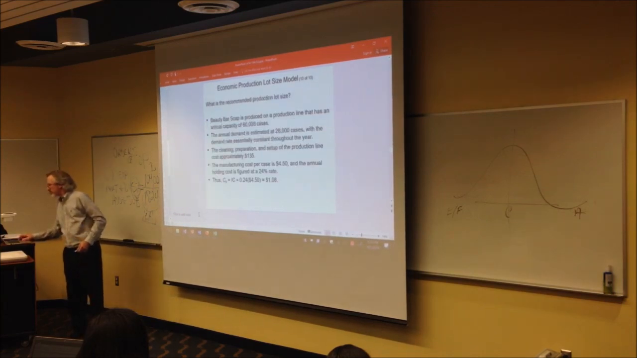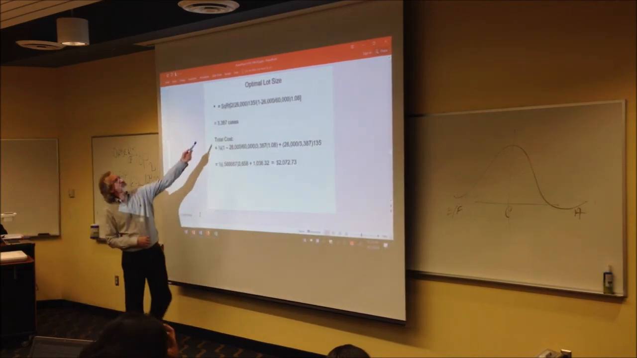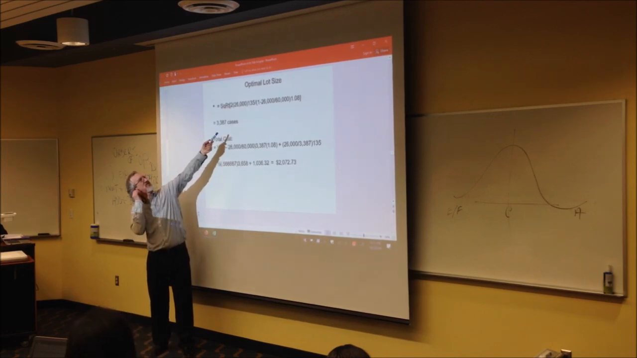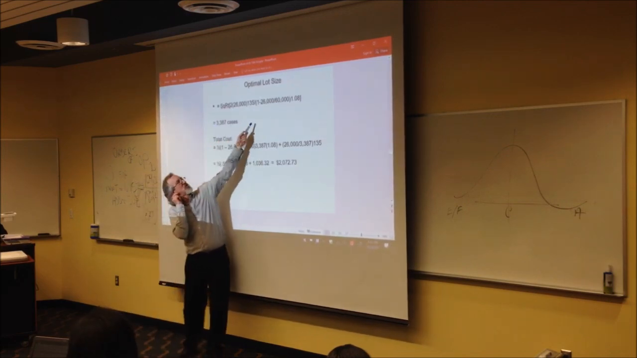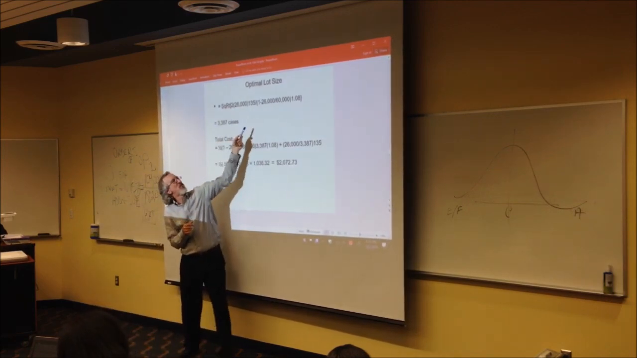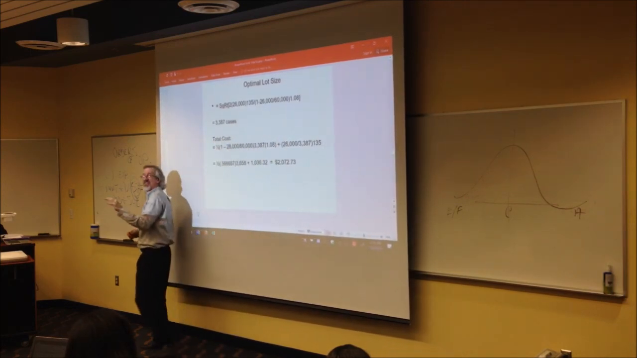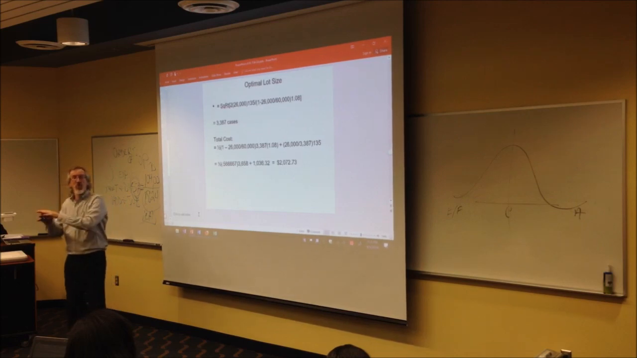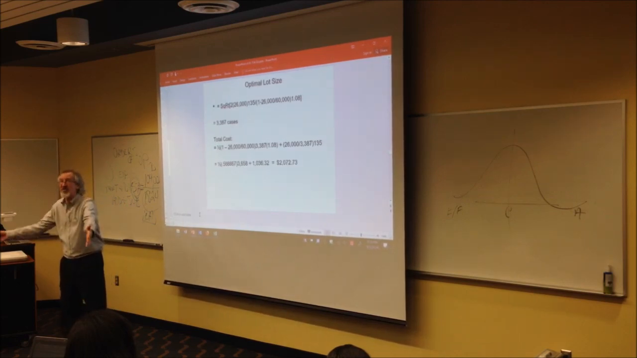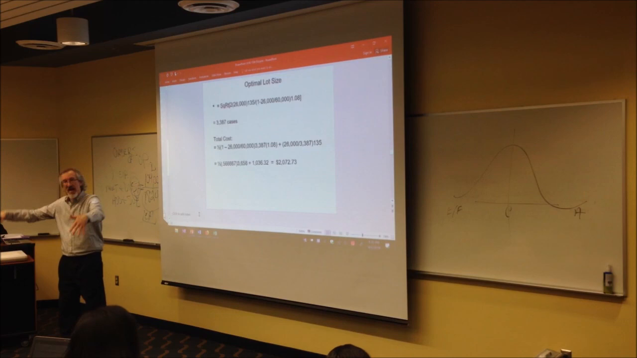Let's look at it. 2 times 26,000 times 135, divided by 26,000 divided by 60,000, subtracted from 1, multiplied by $1.08. 3,387 cases of soap should be made before they shut this down to make something else and come back and make more later.